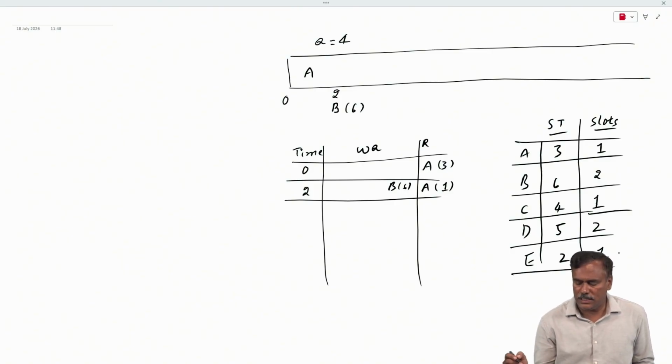So this is the information that we have. You have been given a quantum time of 4.